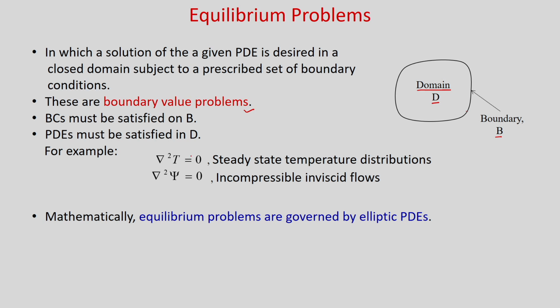The equation is the heat conduction equation, grad square T is equal to 0, or incompressible inviscid flows, grad square psi is equal to 0. You can see that these equations you can solve in the domain, and with proper boundary conditions applied at the boundary. So, mathematically equilibrium problems are governed by elliptic partial differential equations.